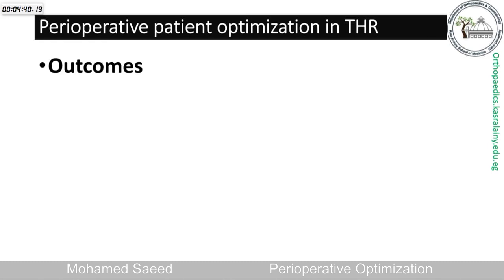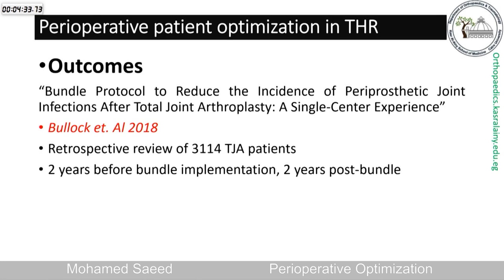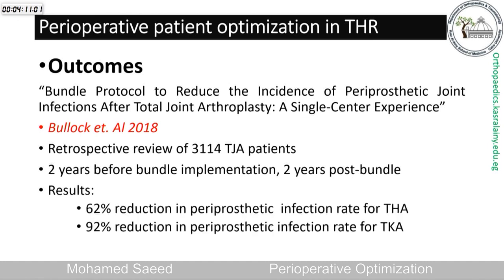Is this helpful for us as arthroplasty surgeons? Yes. This bundle that we talked about, which is Wake Forest, has a significant decrease in patient infection, and significant added value post-operatively. Pollock et al. 2018 reviewed a retrospective study of 3,114 patients. He studied 2 years before and 2 years after implementation of this bundle, and found a 62% reduction in periprosthetic infection rate for the total hip and a 92% reduction for the total knee. This is the total bundle: preoperative, intraoperative, and postoperative.